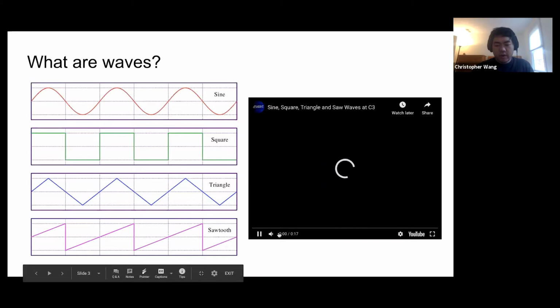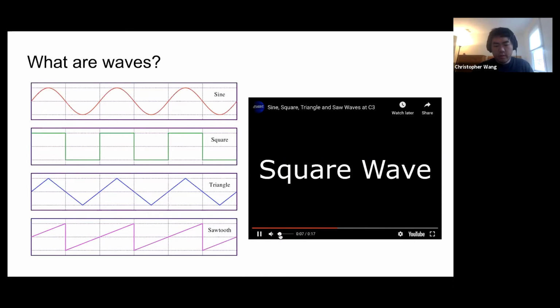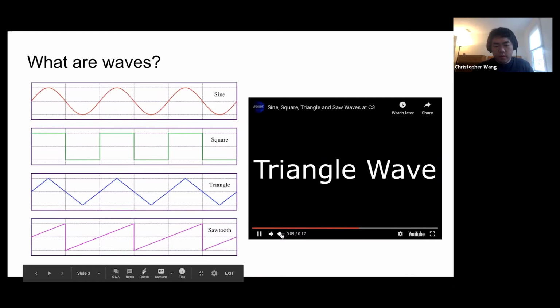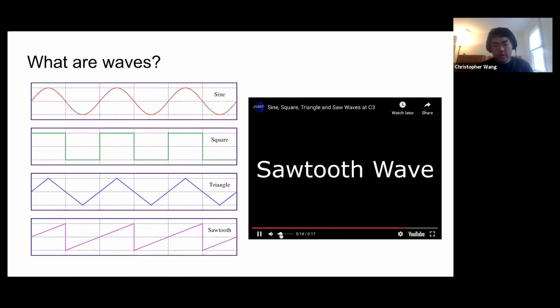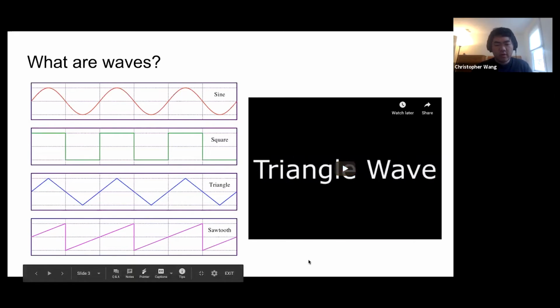I'll play this video right here. It's a bit loud, so you can hear that. That's a sine wave. That's a square wave. A triangle wave. And this is a sawtooth wave, and you can see that they all have different acoustic characteristics.